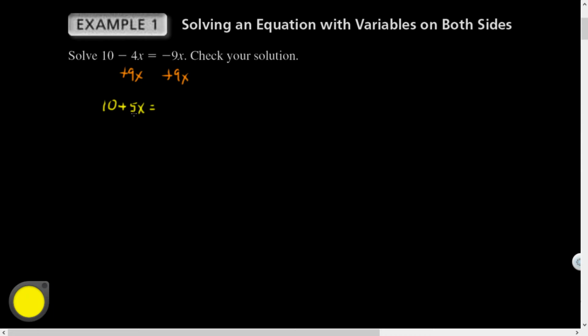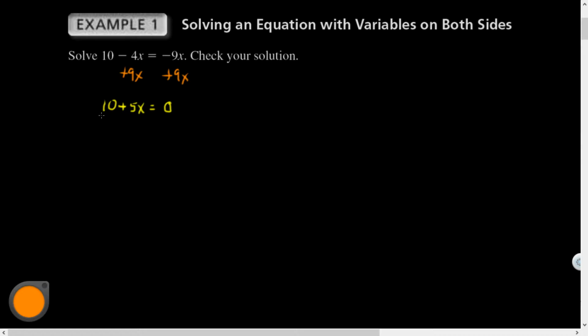So positive 5x. And over here, 0x's, we'll just write that as 0, right? Because 0 times anything is 0. So now I've got the variable on one side, and this is just like problems we know how to solve already, right? So I've got 10 plus 5x equals 0. Let's get x by itself.